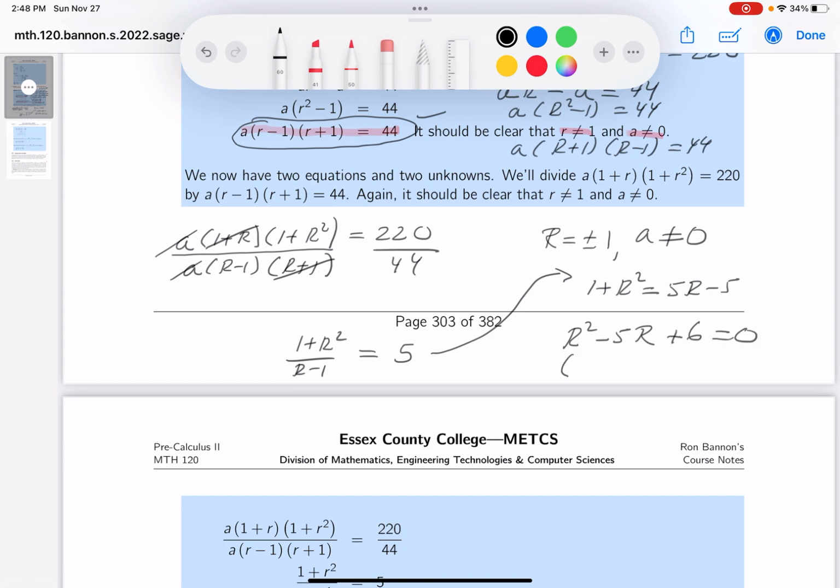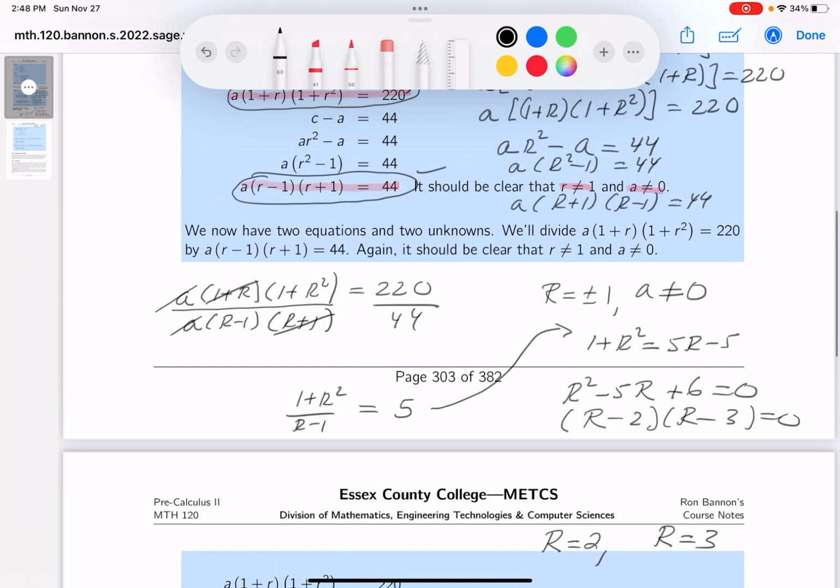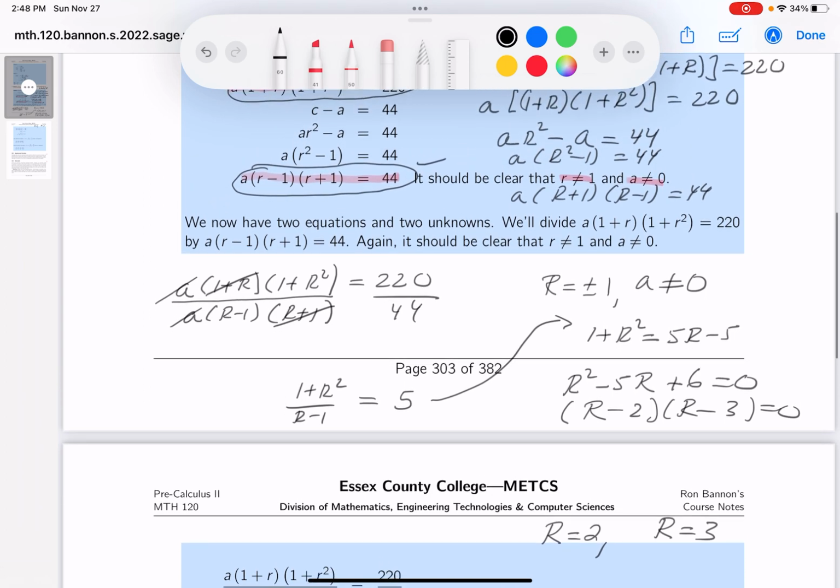I'd factor this. What do you get? R minus, looks like 3 and 2. So I know my R's now. What can R be? R could be 2, or R could be 3. All right, they want the sequence, though. They don't want R, they want the sequence. So I'm going to go back and figure out what A is.